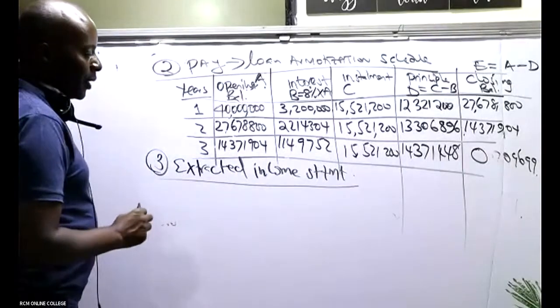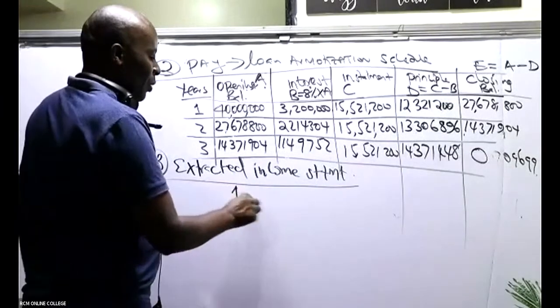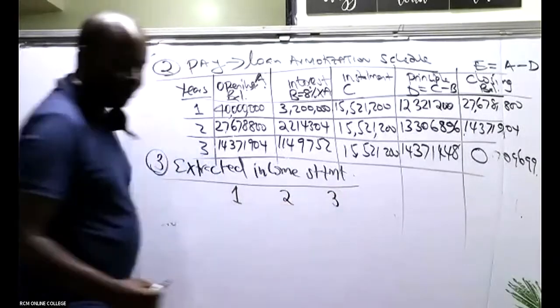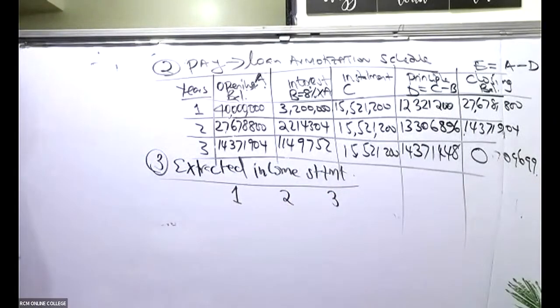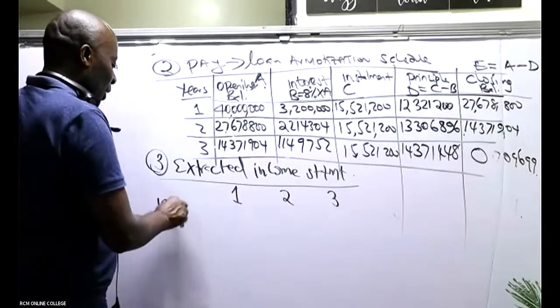Extracted income statement. So remember, we have 3 years: year 1, year 2, year 3. You're going to have an income because there was a disposal done.